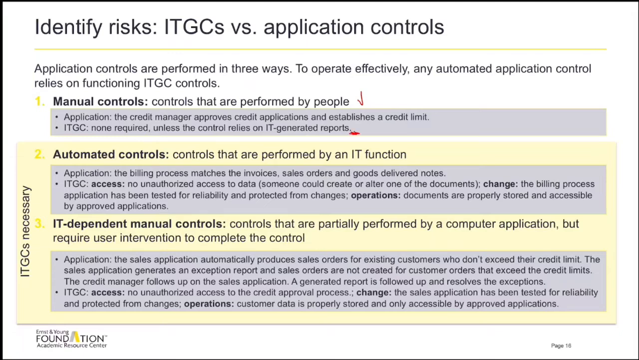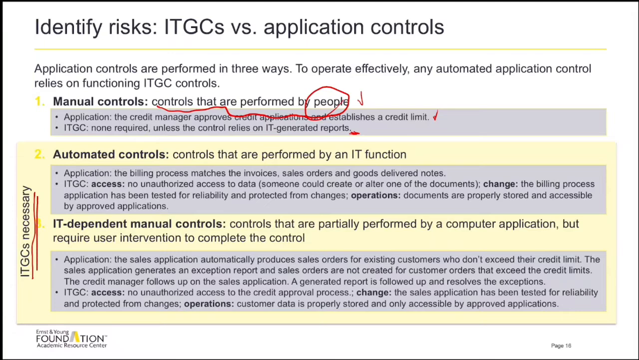So we see that the credit manager approves the credit application and establishes the credit limit. It does not necessarily mean that this is an IT dependent manual control just because they use the computer. What matters is that this is still manually performed regardless of where it is performed. So the computer just seems to be a situs or a location where the control is performed, but this is still a control that is performed by people.